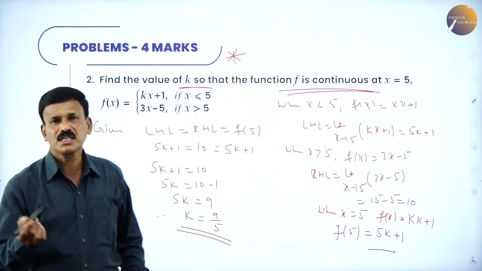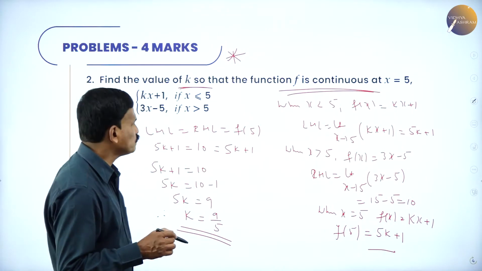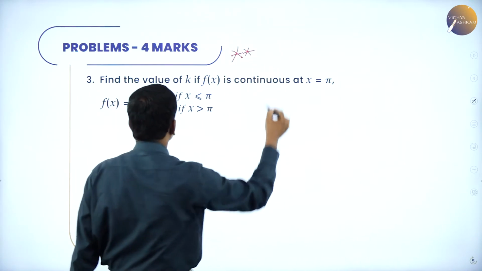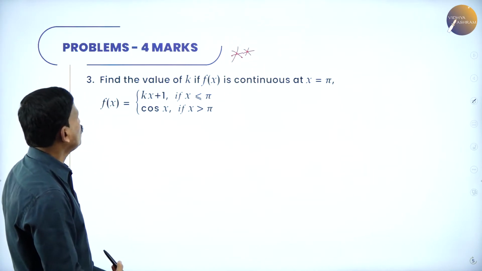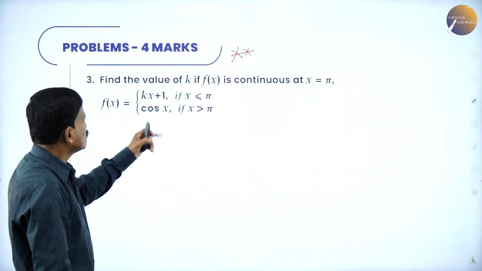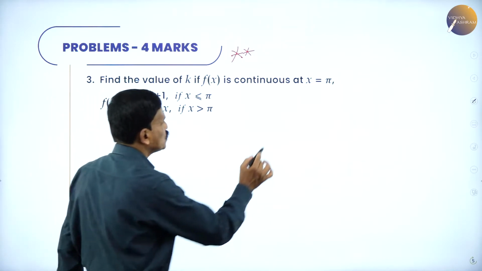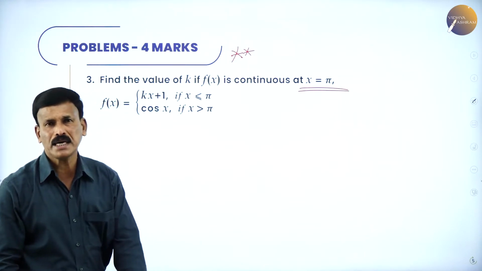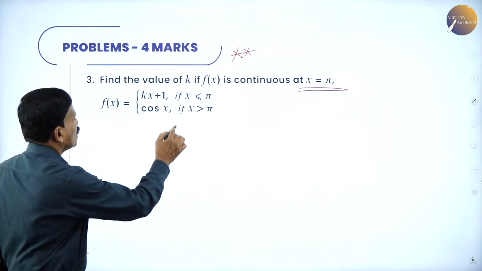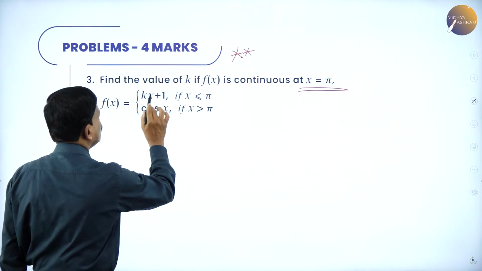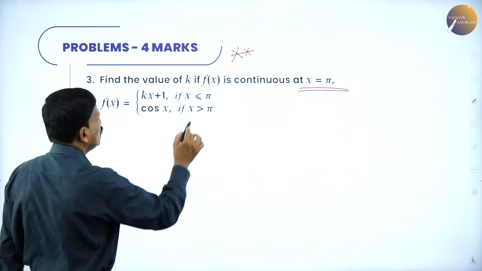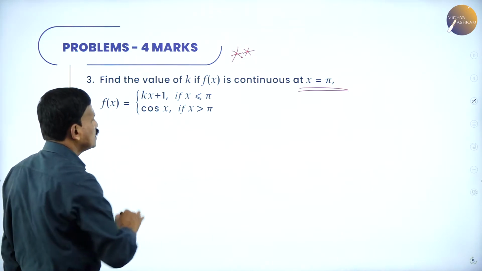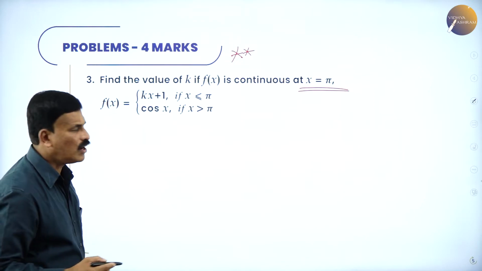Now, let us come to the next problem. Same type problem. This is also a very important problem. Find the value of k if f of x is equal to, this is the function, is continuous at x is equal to pi. Now, what is given? When x is less than pi, f of x is kx plus 1. When x is equal to pi, f of x is kx plus 1. When x is greater than pi, f of x is cos x.